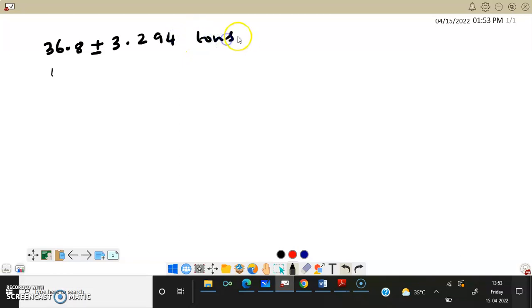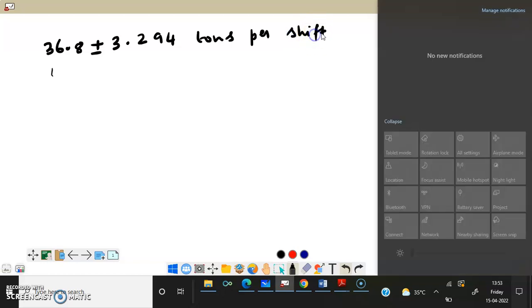Hi all, there was a mistake in the previous question that I was solving. The previous question was 36.8 plus or minus 3.294 tons per shift. Okay, this was the previous question.